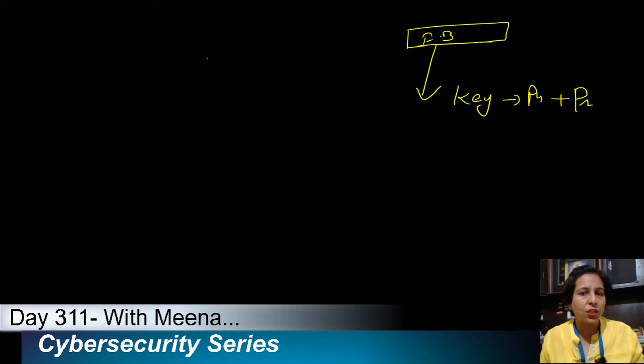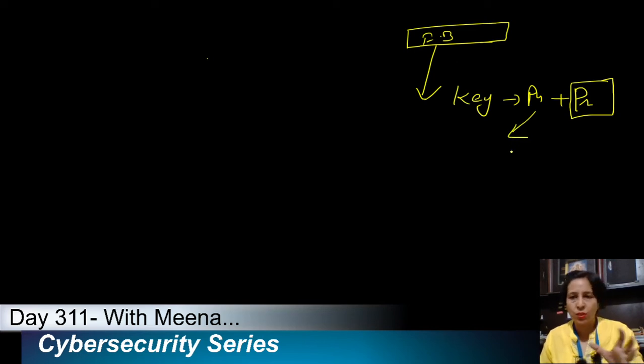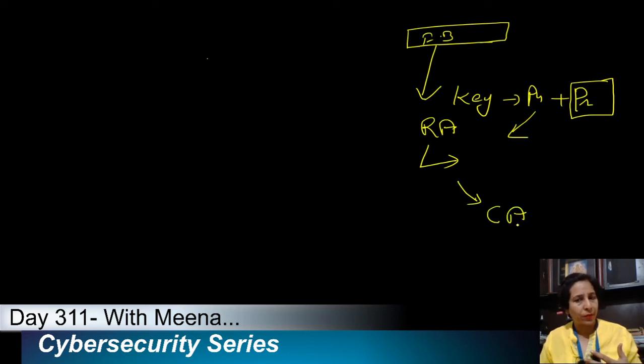Understand? When the user generates that key, they will secure the private key, and then forward the public key and the required details with the request to the registration authority. The registration authority will check all the details, whether they are eligible and correct or not, and on behalf of the user they will forward that information to the certification authority, that's CA.